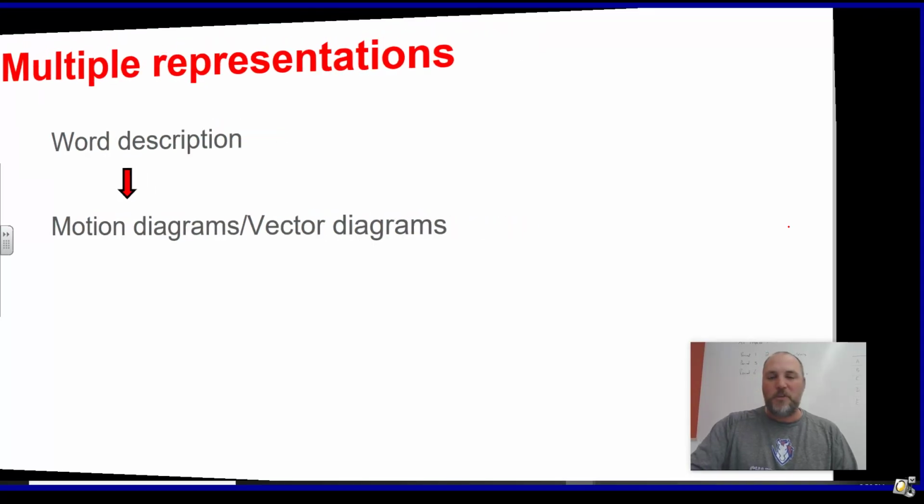So the next thing that we'll do after this is graphs of position, velocity, and acceleration.